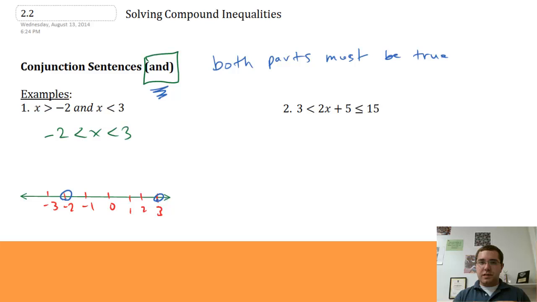But we want both of these things to be true. That means we're stuck in the middle between negative 2 and 3. Only in that section do we have numbers that are both greater than negative 2 and less than 3. And compound "and" inequalities, these conjunction inequalities, will generally look like that when we graph them. There's two endpoints, and we're stuck in the middle. We shade in the middle.